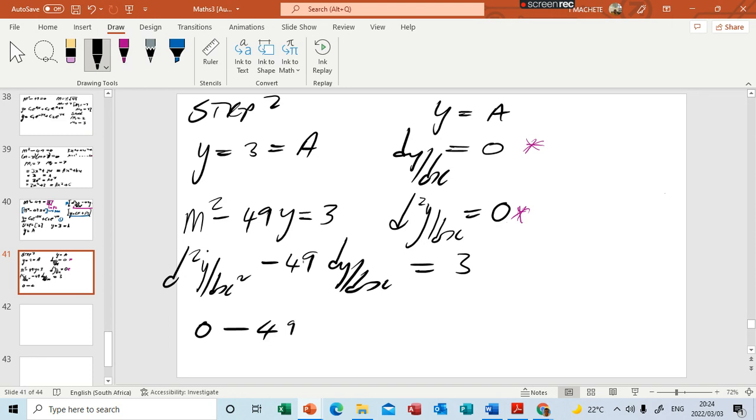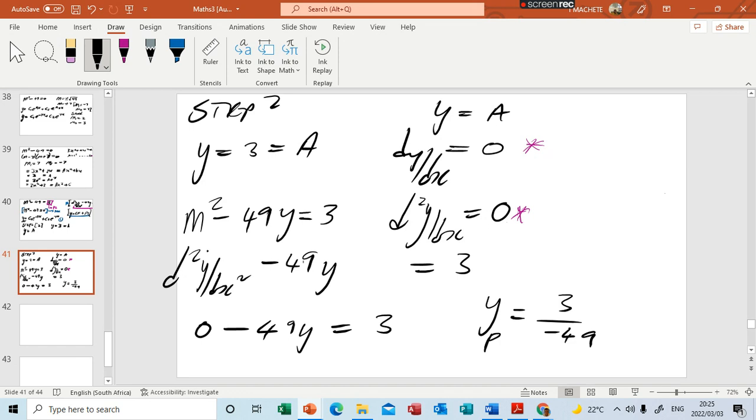Minus 49 into 0. Oh, I forgot to put, sorry guys. You see this 49, it's y. Sorry about that, it's y. So you're gonna say equals 3. You see now? Then this is when you work with y. You see y equals 3 over minus 49. This is your YPI. This is the particular integral part now.